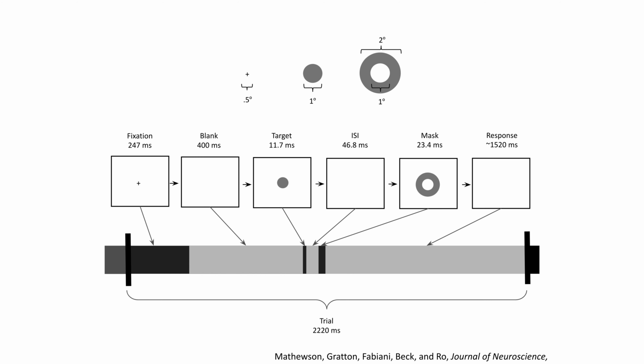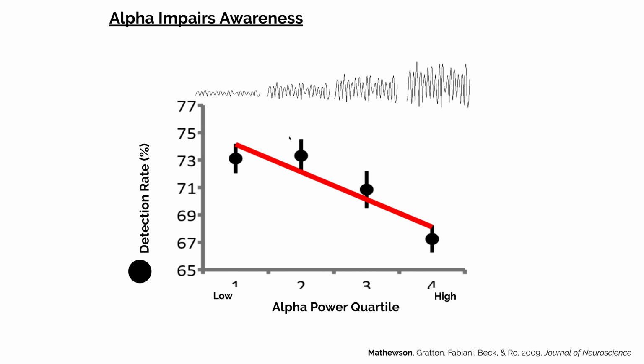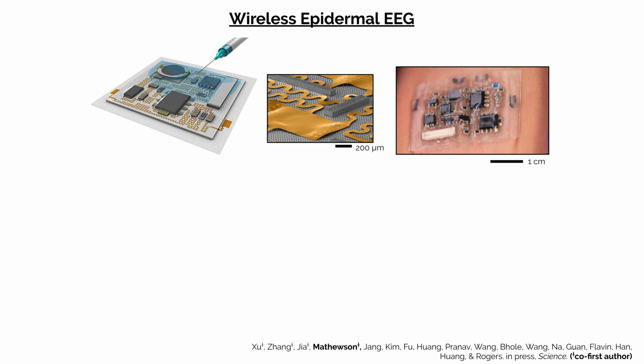We showed the same thing in this experiment in which we showed a target followed by a donut that makes the target very hard to see. We found that the bigger people's alpha waves were, the less likely they were to detect that visual target. And so as you're driving home this afternoon, or as you're going to work tomorrow, you can imagine times where you have high and low alpha waves, and you're going to be more or less responsive to the world around you.